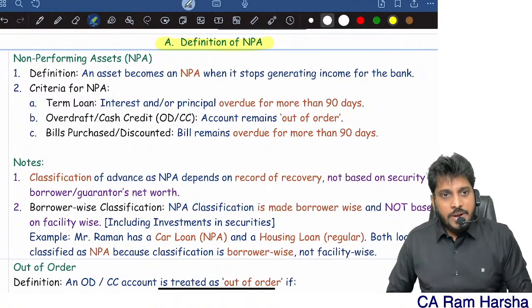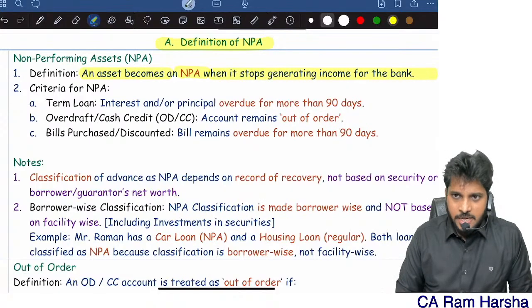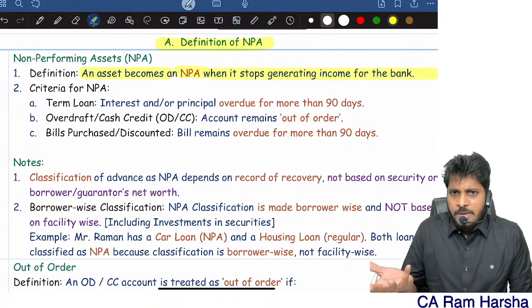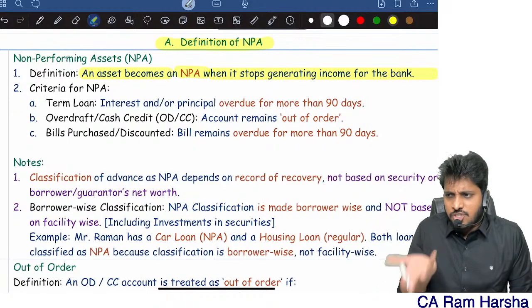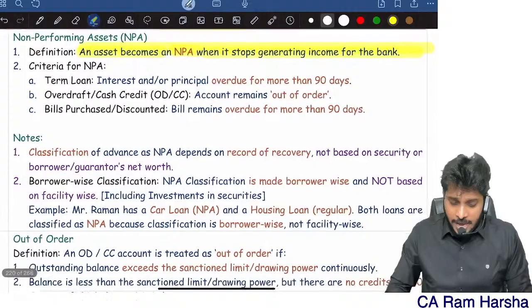Yeah, so when a loan is treated as an NPA, an asset becomes NPA when it stops generating income. Performing asset means what? It is giving me income. Non-performing is what? It is not generating income. That's it. An asset which stops generating income is called NPA.